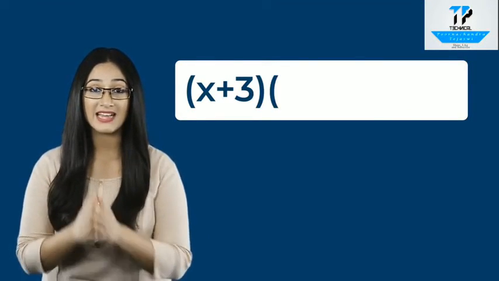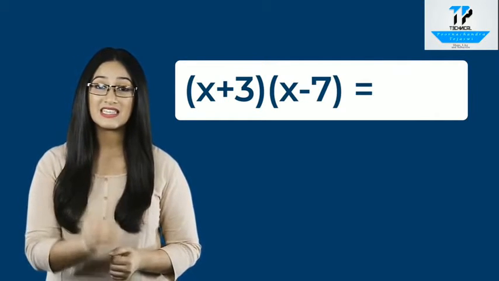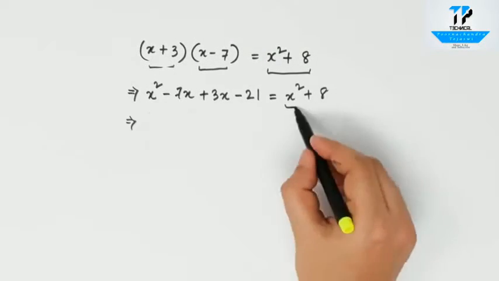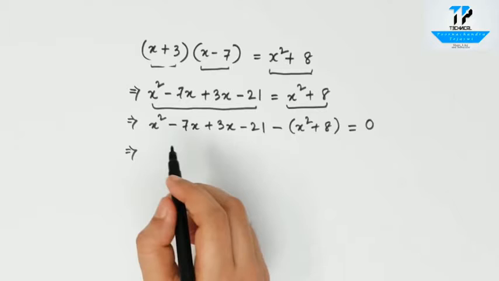Now let's take a look at an equation that only looks like a quadratic equation but is actually not. Take a look at this equation: (x plus 3) multiplied by (x minus 7) is equal to x squared plus 8. If we simplify this equation, we get this. Is this a quadratic equation? What is the degree of the equation here? Looks like it should be 2, right? Because there is an x squared term in the equation. But no, the degree here is not 2.